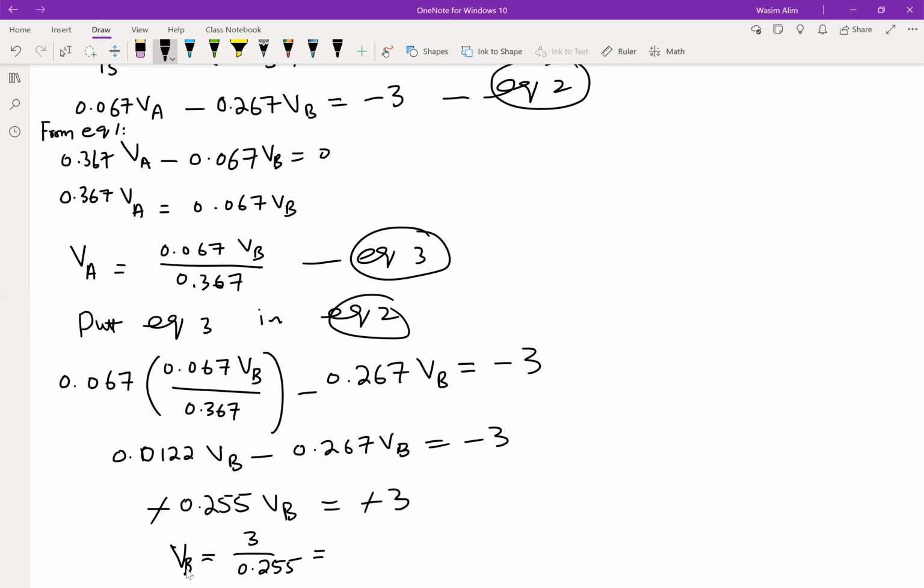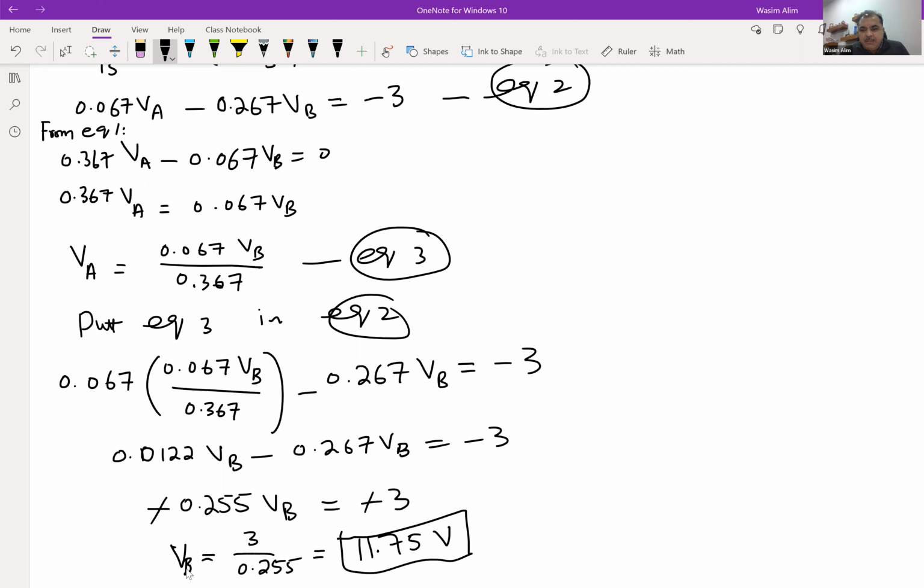So want me to divide? Yeah, 3 divided by 0.255 is 11.76. Okay, 11.75. So that is my voltage at the point V sub B. 11.75 is my value.